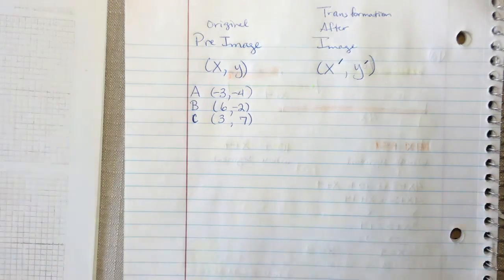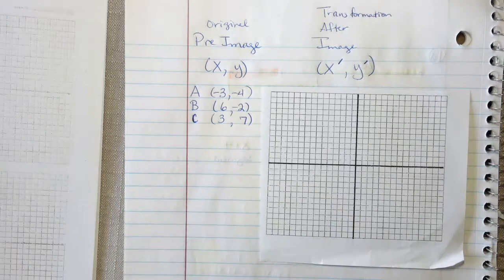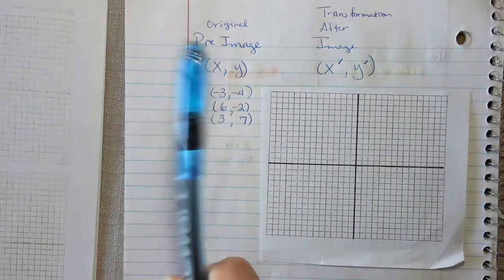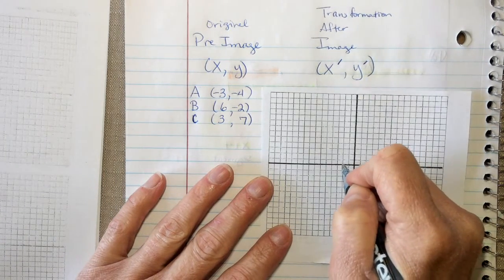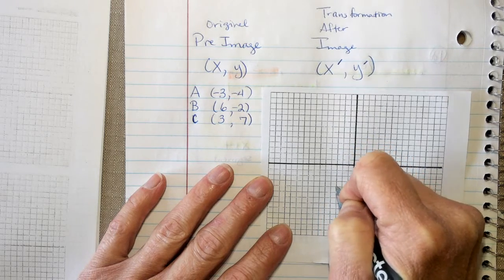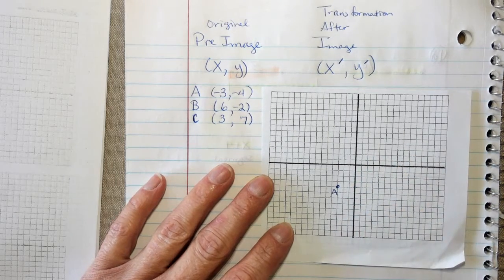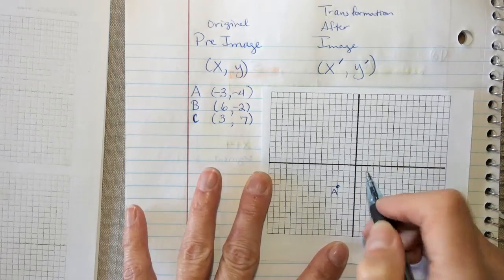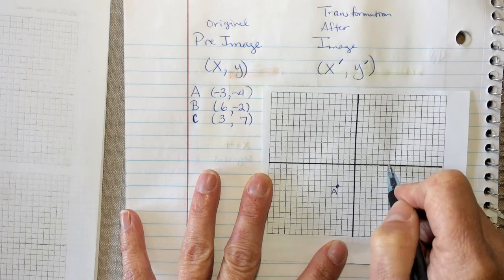So here we go. Those are good scissors. So here's our graph paper grid, and here are our ordered pairs. So I'm going to start my pre-image with just my regular blue pen. We're going to go 1, 2, 3 left, 1, 2, 3, 4 down, and I am going to plot point A. Now I'm going to go 6 to the right, 1, 2, 3, 4, 5, 6, and down 2.